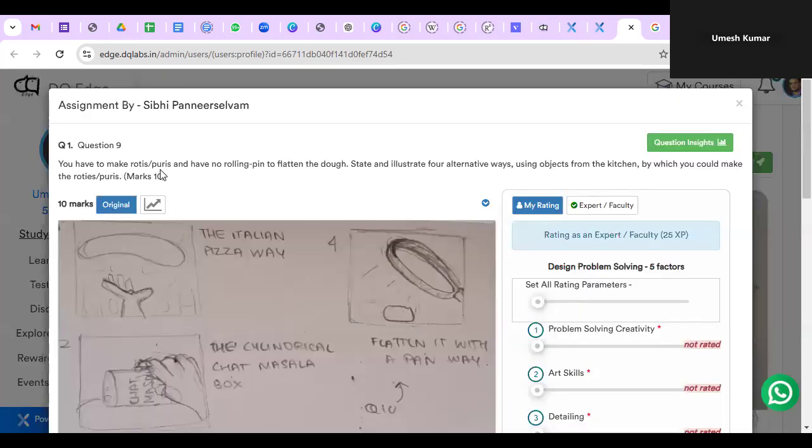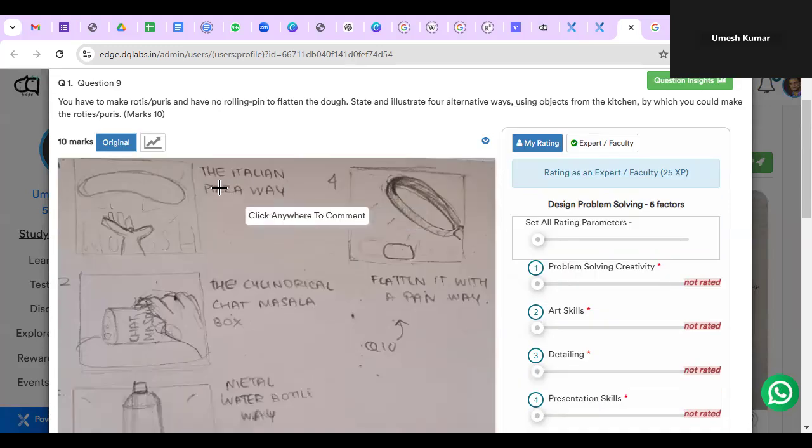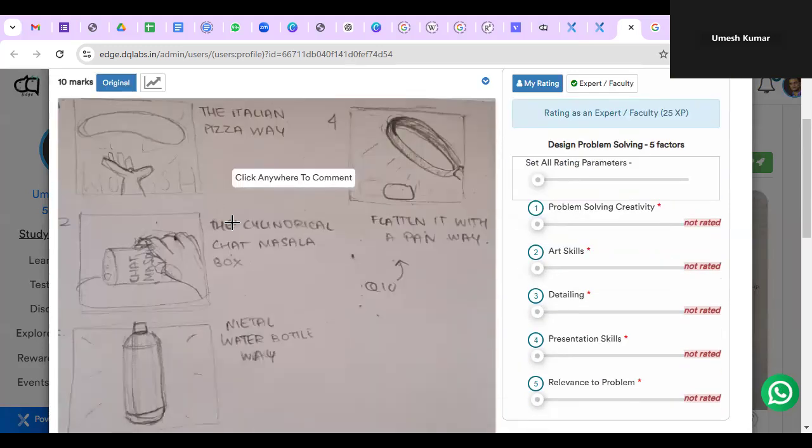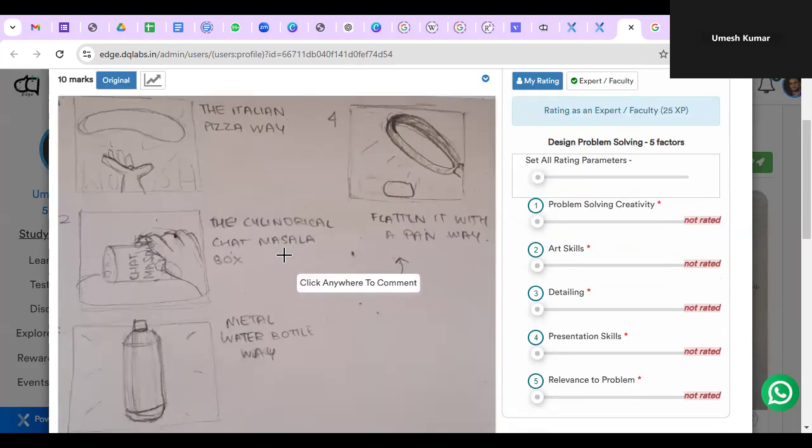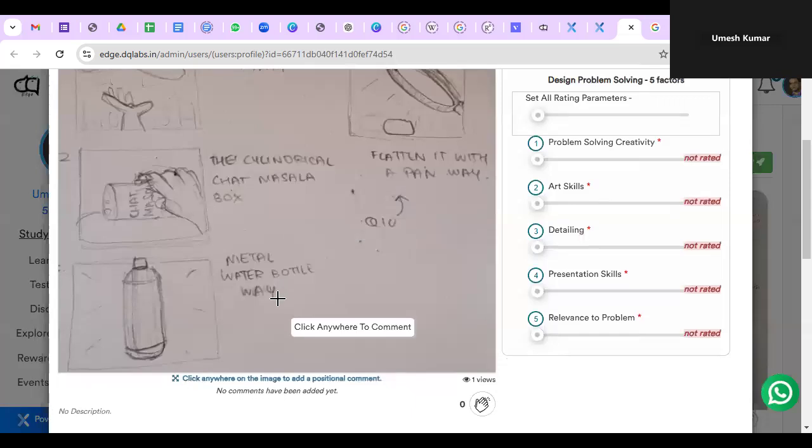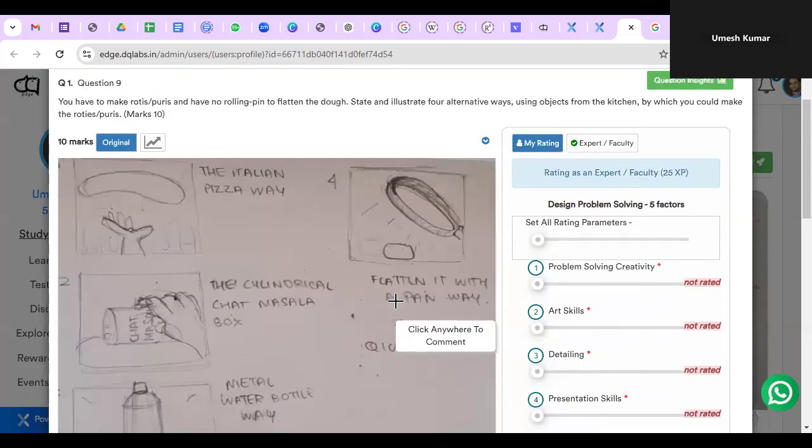You have to make rotis or puris and have no rolling pin, to flatten the dough. State and illustrate four alternative ways using the objects from the kitchen by which you could make puris or rotis. The Italian pizza way, the cylindrical chaat masala box, the metal water bottle way, flatten it with a pan way.